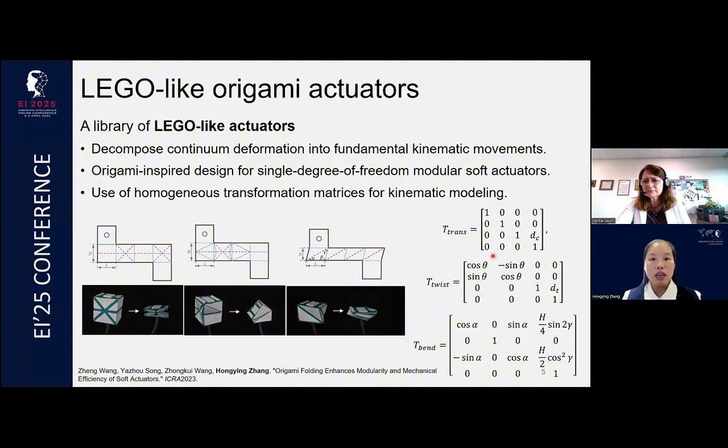For example, if we look at this translational module listed here, it only has one output, which is the DC here. It can denote the translation motion. And another thing is that by changing the geometry, like this H and L here, we can also change this DC.